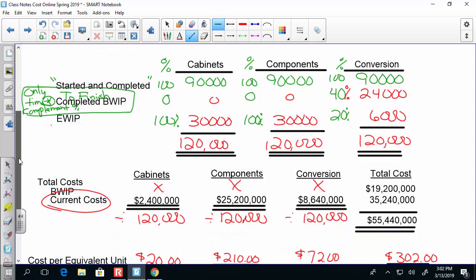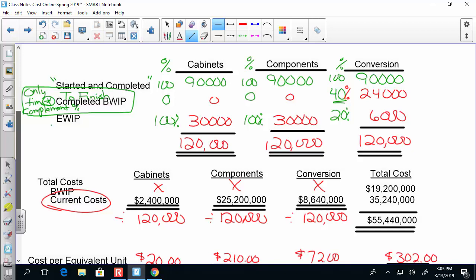Our beginning units were 60,000 units, but remember, last month we started those 60,000 units. They got 60% done, but for materials they were 100% done. So there was no effort needed to make or finish those beginning units as far as material is concerned, but I did need to do the complement of 60, or 40% more effort, to finish those 60,000 units.